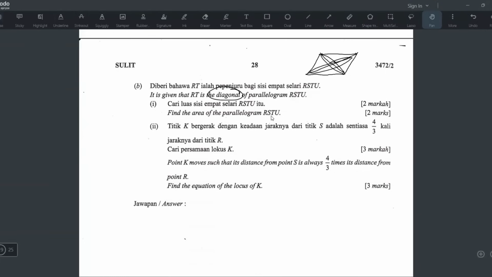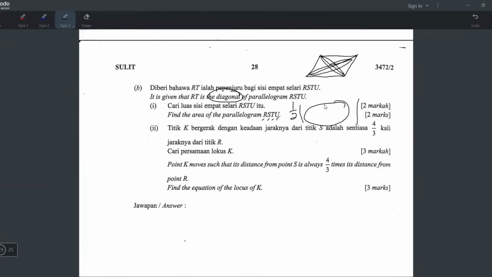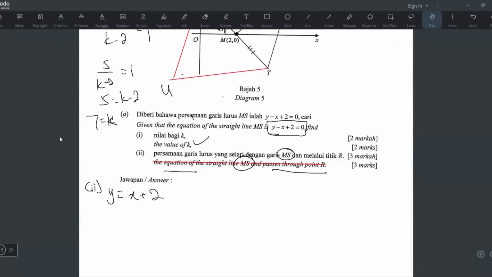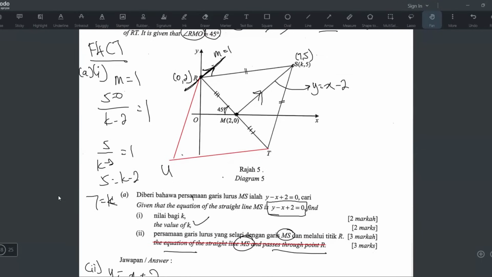Find the area of parallelogram RSTU. Okay, this one you have to use the formula 1 over 2 modulus, and you need the coordinates of RSTU because you have to put all the coordinates inside later. Do you have the coordinates of RSTU? Okay, R and S ada, tapi T and U tak ada, kan? But T I can find, and I told you already how to find it. Just use the midpoint formula. I feel like I can just do it up here. So I'm gonna do my B up here lah.